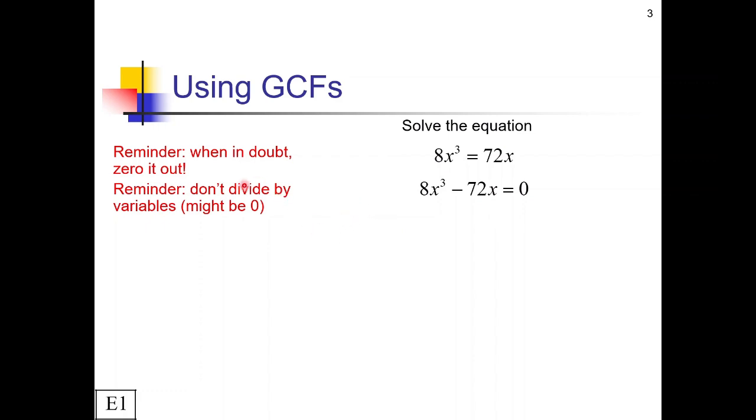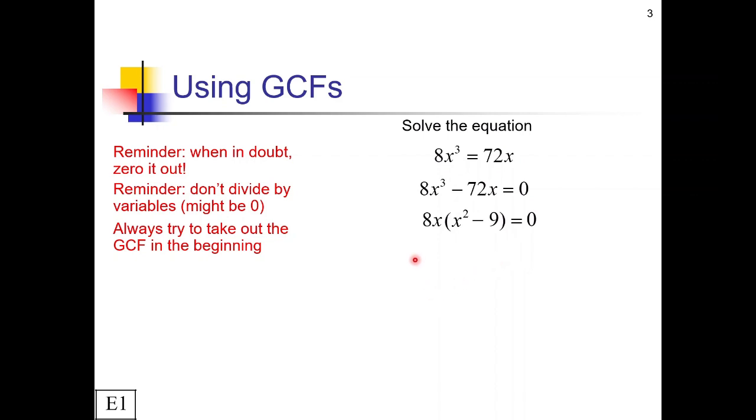So instead of dividing by a variable, it is better to take out a GCF. We should always try to take out the GCF in the beginning. And there's a few more things other than x that we can take out of this one. 8 and 72, both divisible by 8. So we can take an 8x out of this whole expression, and that leaves us with x squared minus 9.